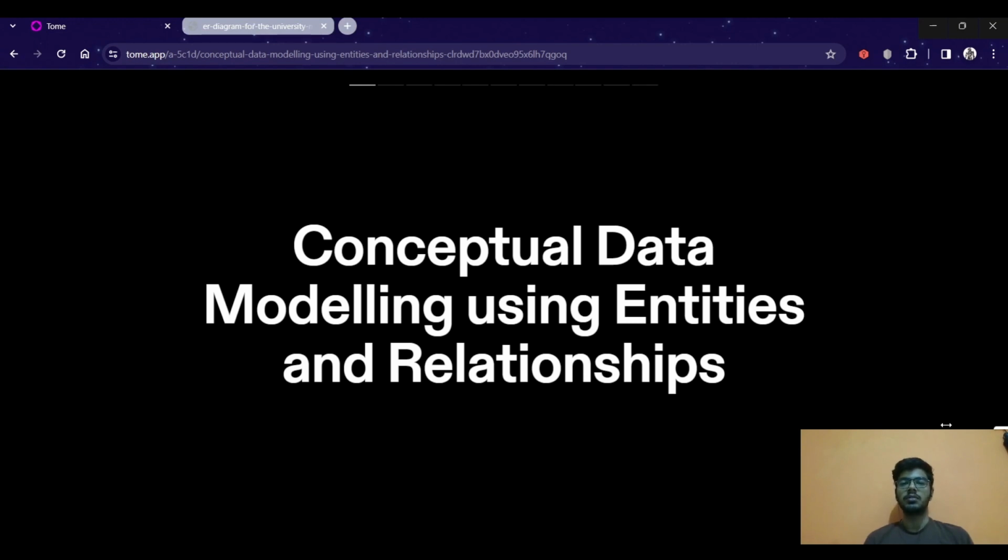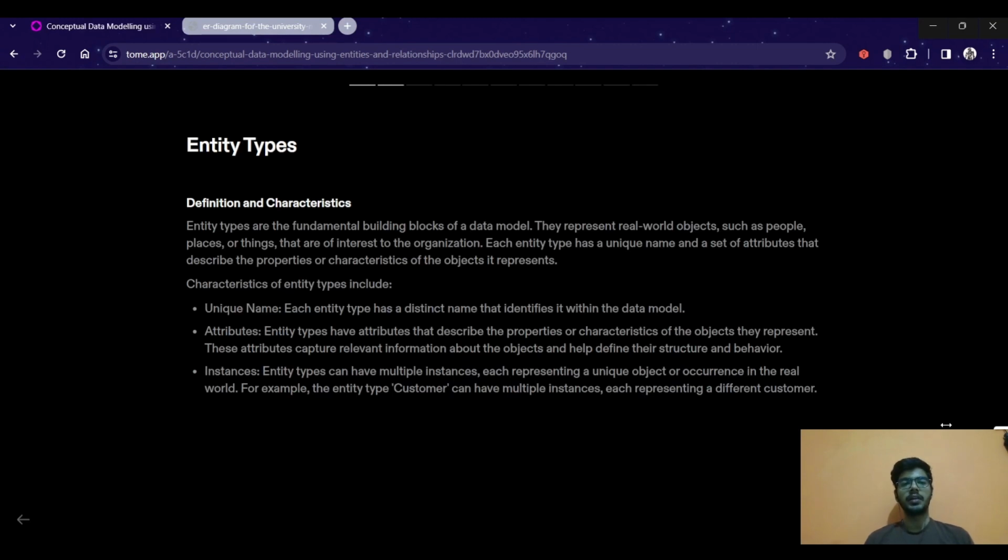Today's topic is based on conceptual data modeling using entities and relationships in DBMS. Entity types, definition and characteristics. Entity types are fundamental building blocks of a data model. They represent real world objects such as people, places, or things that are of interest to the organization. Each entity type has a unique name and a set of attributes that describe the properties and characteristics of the objects it represents. Characteristics can be of various types, and some of them are unique names, attributes, and instances.